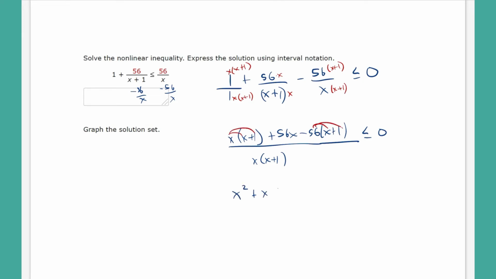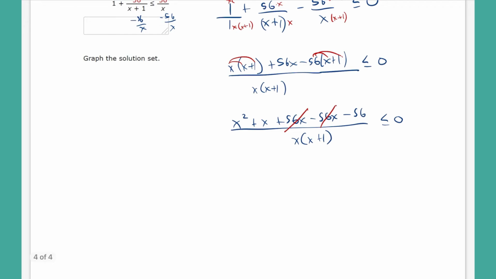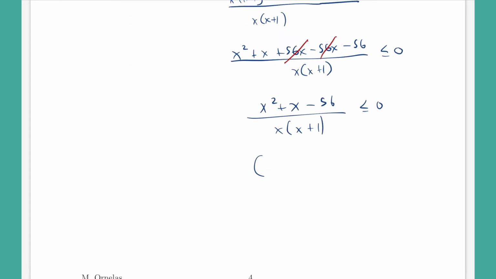So we have x squared plus x plus 56x minus 56x minus 56 all over the LCD less than or equal to 0. These are going to cancel out. And so now we have x squared plus x minus 56 all over our LCD. This one, the trinomial will factor, which is nice. So let's factor the trinomial. Should get x plus 8, x minus 7.